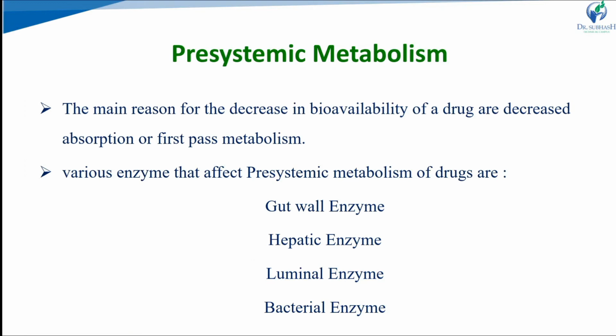Pre-systemic metabolism, or first pass metabolism, is the main reason for the decrease in the bioavailability of any drug. It is one of the reasons, or we can say a parameter, that makes absorption less, decreasing the bioavailability of the drug due to the first pass effect. Various enzymes go for pre-systemic metabolism, like gut wall or mucosal enzymes, hepatic enzymes, and luminal and bacterial enzymes present in the GI tract that metabolize the drug.